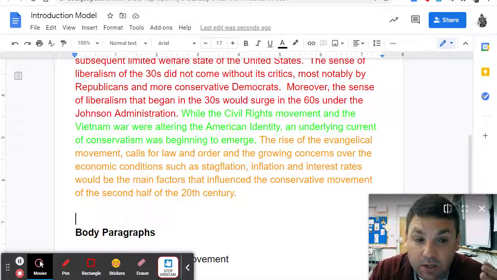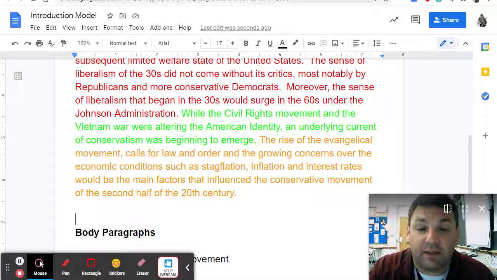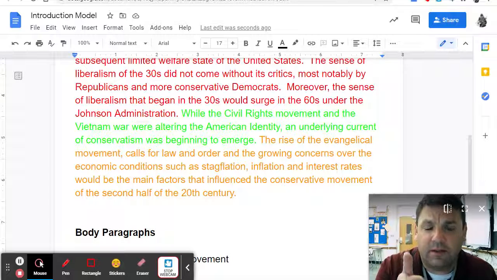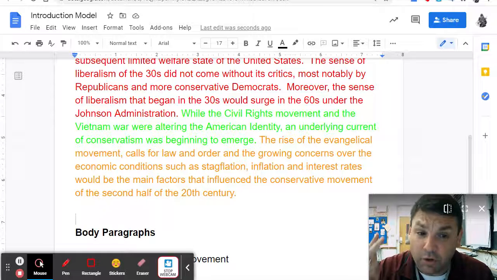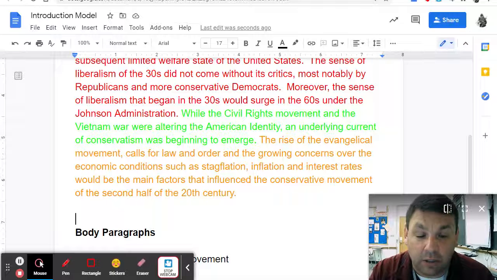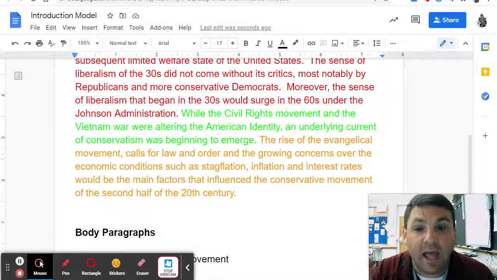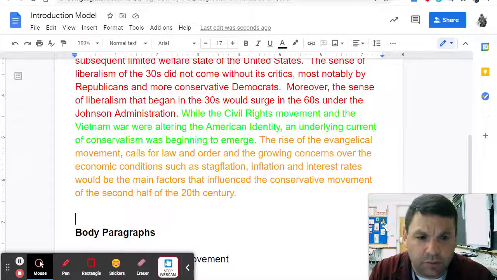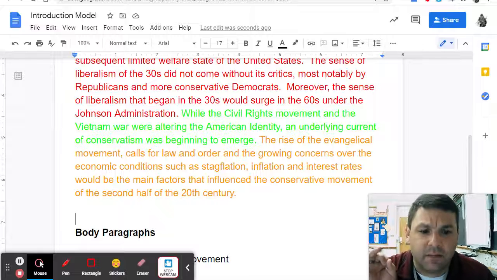I am telling you, as the reader, that the evangelical movement, the calls for law and order, and the growing concerns over economic conditions. So the way I put this here was I made political, with law and order. I made social with the evangelical movement, dealing with religion, and I made economic, dealing with the economy here. This is the way that I did it. You could do it any way you want to as long as it's defensible, okay? This is my defensible claim, as well as here's my line of reasoning.